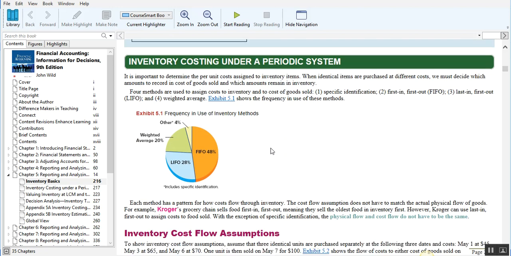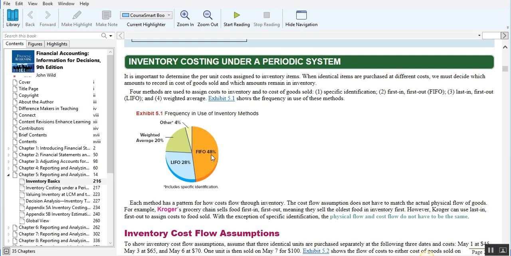Now, if we talk about inventory costing, we're going to talk about how we figure out what the value of the inventory is. What kind of cost are we assigning to it? Many times this can depend on the type of business that we operate. We have four different kinds of inventory valuation that we're going to talk about: specific identification, first in, first out, last in, first out, and weighted average.